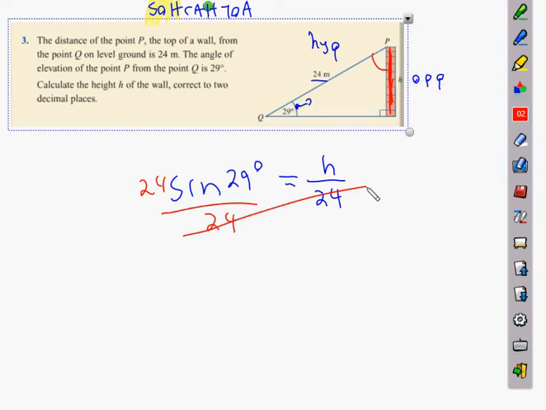Put that into the calculator. So we put that into the calculator, 24 sine 29. Tell me what you get. Does it equal h? 11.63. 11.63, because it specifically says, correct to 2 decimal places.